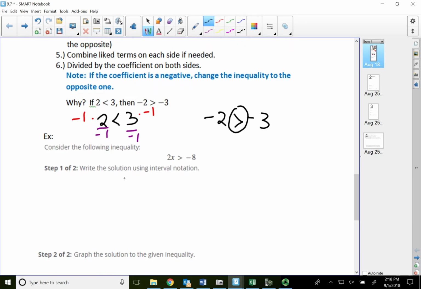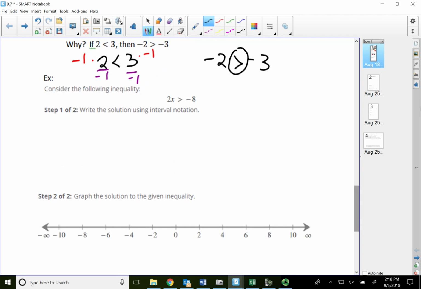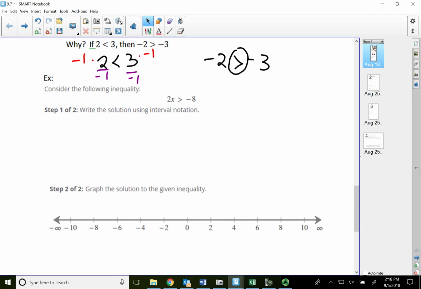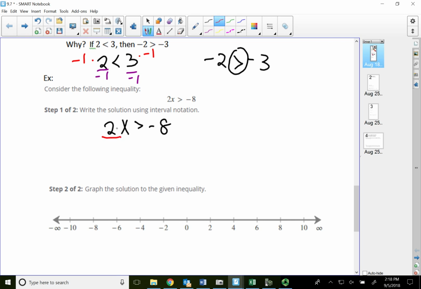Write the solution using interval notation. So this step number 1 is actually writing out the interval notation. So I do need you to know how to do this all together at one time and then write your answers separately. Since this equation only has 2 terms, all I'm going to do is divide both sides by my coefficient. Now, the coefficient is positive. It's not negative, so my inequality stays the same. So that will be x greater than -4.